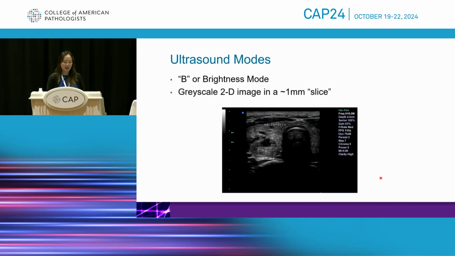And so there's a couple of ultrasound modes, and the one that we typically think of in pathology, the one that I use in my FNA clinic, is B, or brightness mode, and it's basically your little grayscale 2D image in a 1 millimeter slice through the tissue.